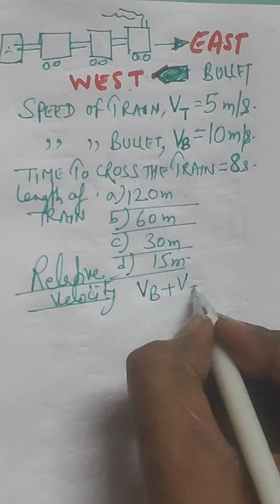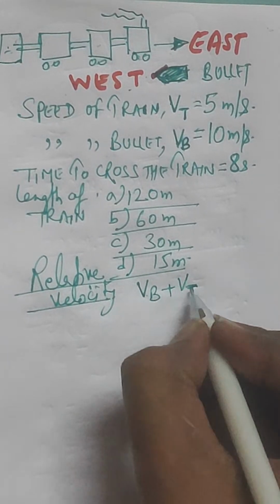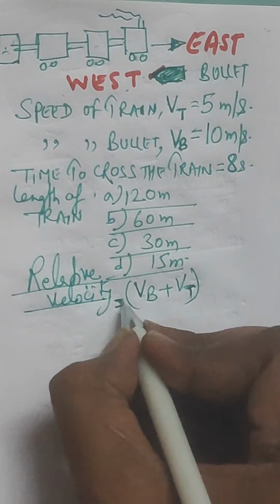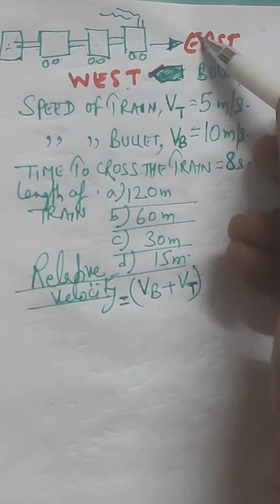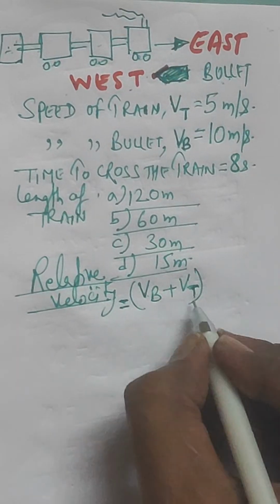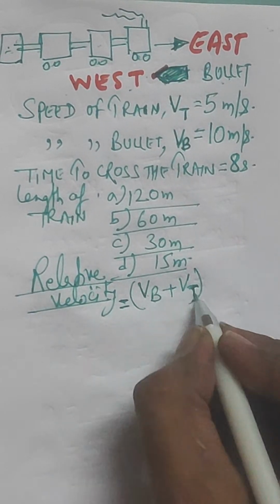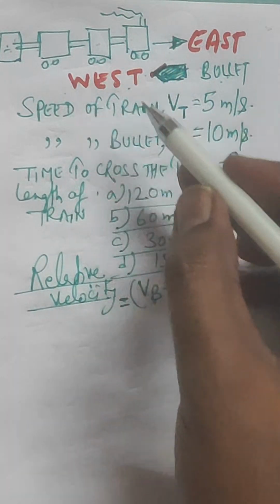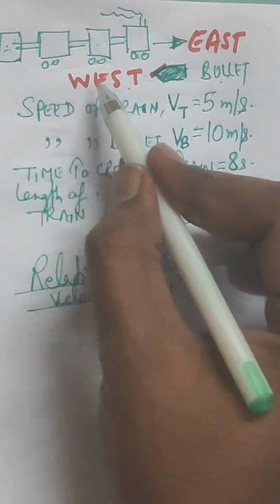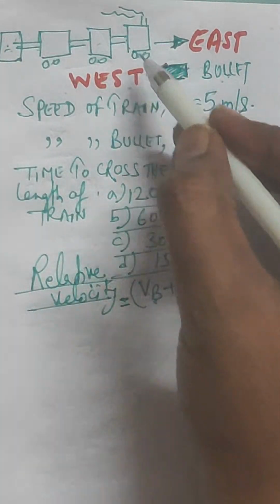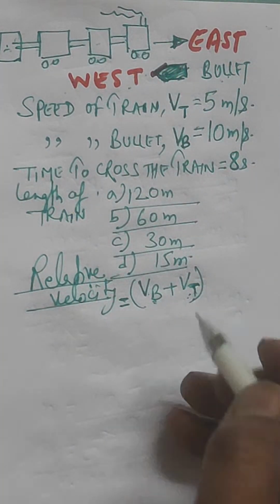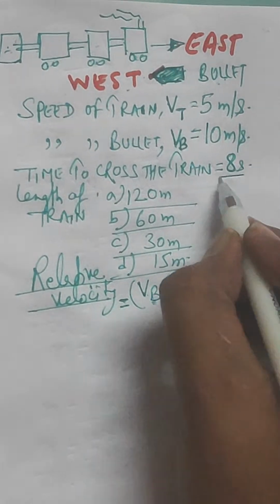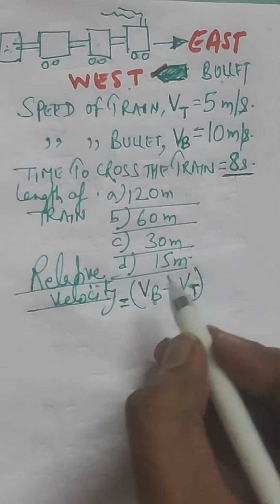Vb plus Vt, that is velocity of bullet, will be added with velocity of train, and this will be the relative velocity either for the bullet or either for the train, right? This is the concept of relative velocity. Why? Because when the velocity will be added, it will quickly cross the train. But suppose the bullet is going into the same direction, then the velocities will be reduced from each other, right?